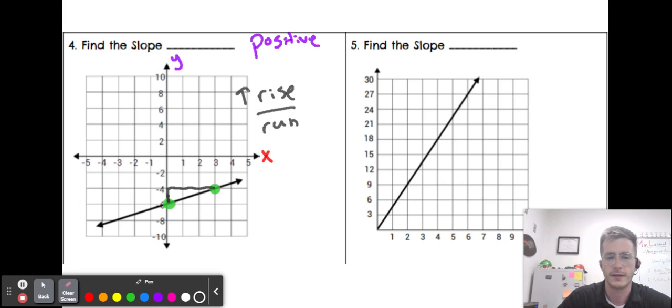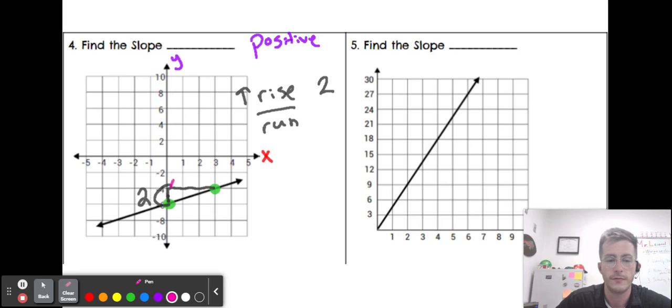So rise, in this case, was going up. Remember, on the y-axis, I want to count by twos. So even though it's one jump, I went from -6 to -4. So that would be 2 total. Right, one jump, every jump is worth 2. So that's going to be rise of 2.